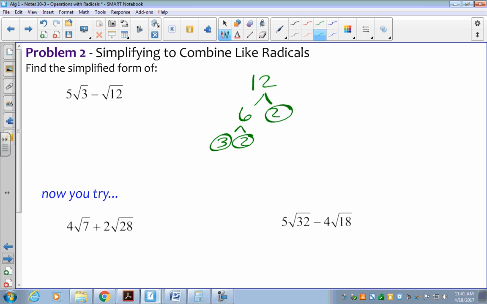So this is a little review from yesterday. When you don't know which perfect square lives inside as a factor of one of our numbers, you can always factor tree and pair it up. So my root 12 is the same as square root of 2 times 2 times 3. You're going to group the pairs together.